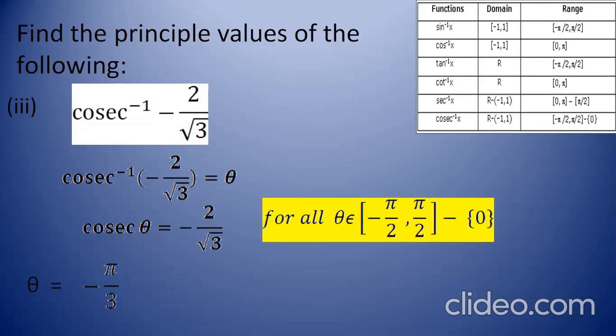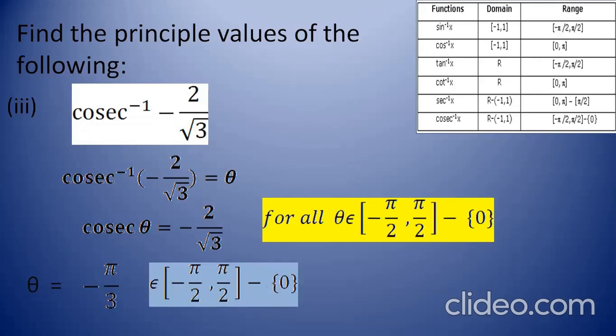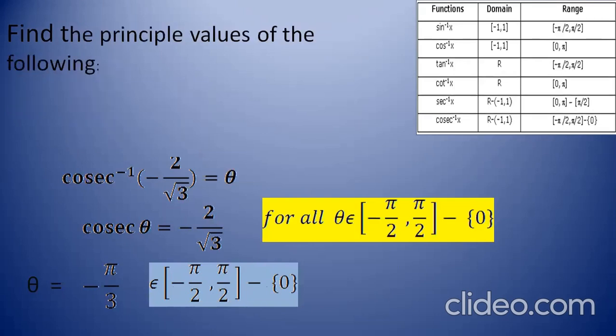That's why cosec inverse minus 2 upon root 3 is equal to minus pi by 3. This is the principal value of cosec inverse minus 2 upon root 3, and minus pi by 3 belongs to the closed interval minus pi by 2 to pi by 2 except the 0 degree.